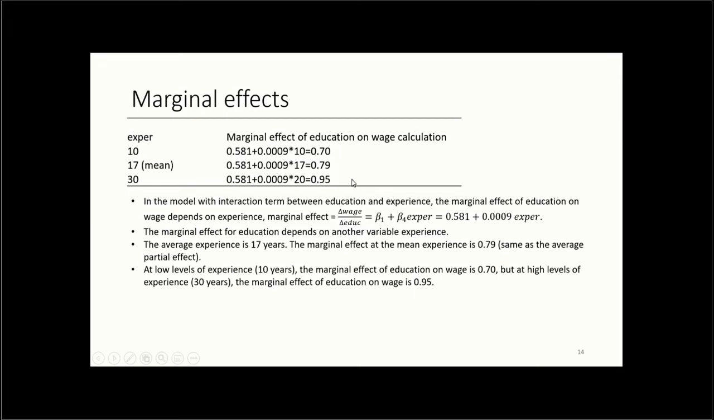I just put these values in here and calculated the marginal effects. At low levels of experience, which is 10 years, the marginal effect of education on wage is 70 cents, but at high levels of experience, 30 years, the marginal effect of education on wage is 0.95. So here we see that there is an increasing effect of education on wage as experience is increasing.